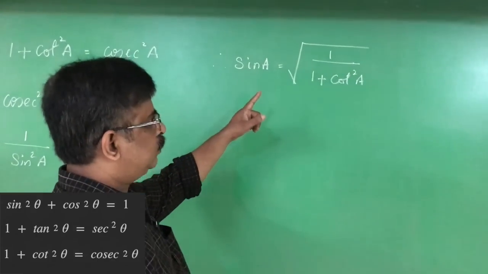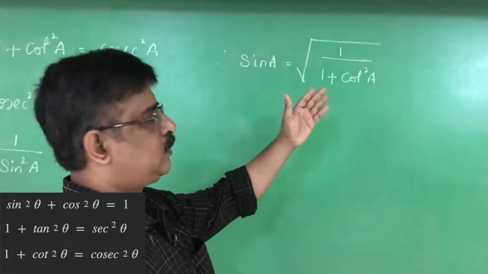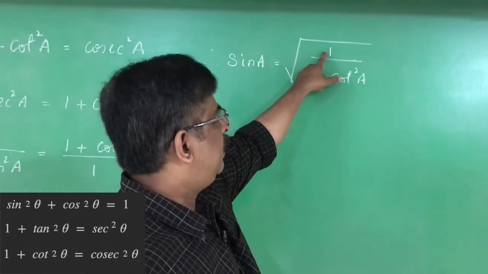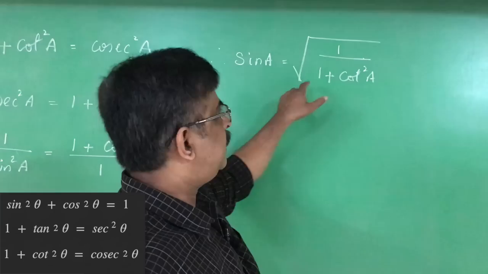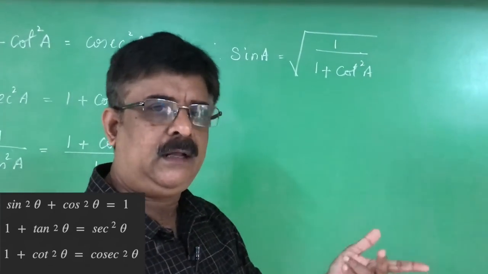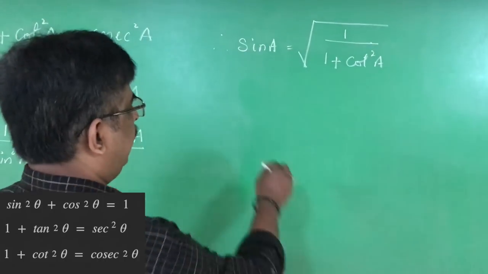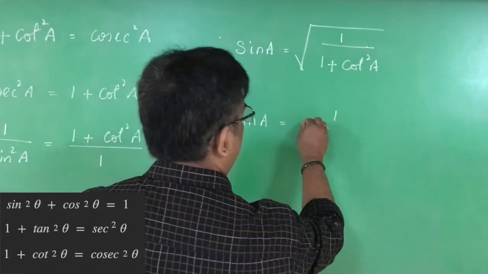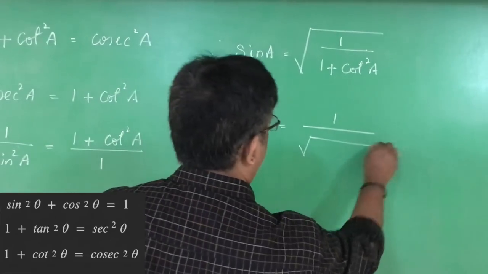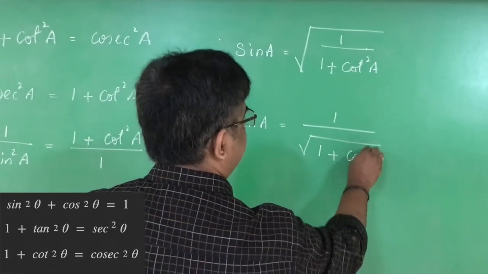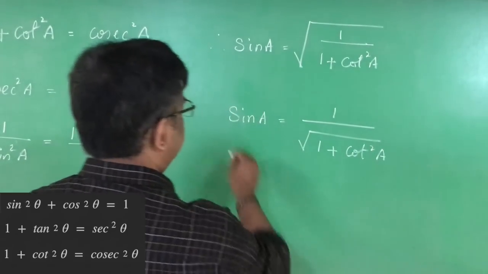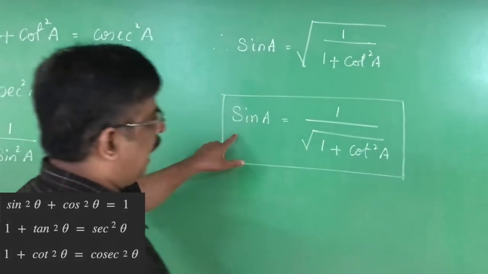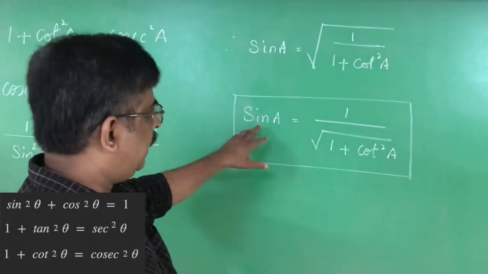Sin A is equal to square root of 1 by 1 plus cot square A. In this term, the numerator is 1, and for the numerator 1 there is a square root. Square root of 1 is 1. Therefore, I can simplify this as sin A is equal to 1 by square root of 1 plus cot square A. This is the relationship I developed between sine and cot. This is the relation, right?